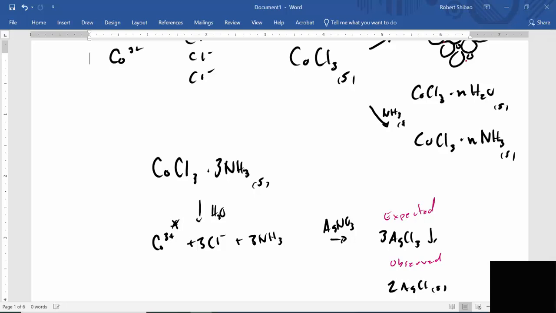So, oops, what am I doing? This is an S here with parentheses, not 3. 2 silver chlorides precipitate. So what you do is that must be a mistake. So you redo it over and over and over again. And so this is reproducible.